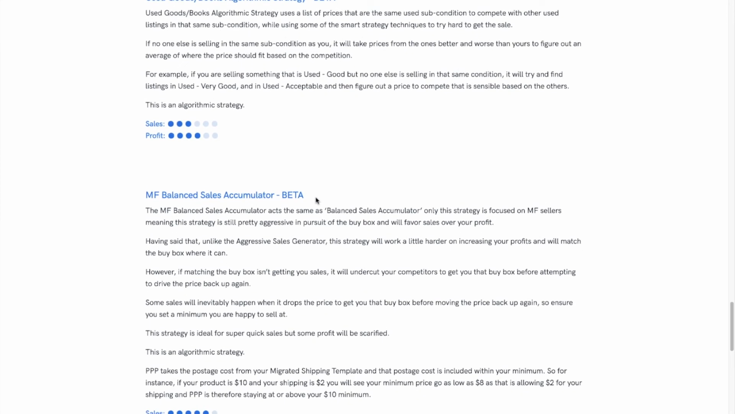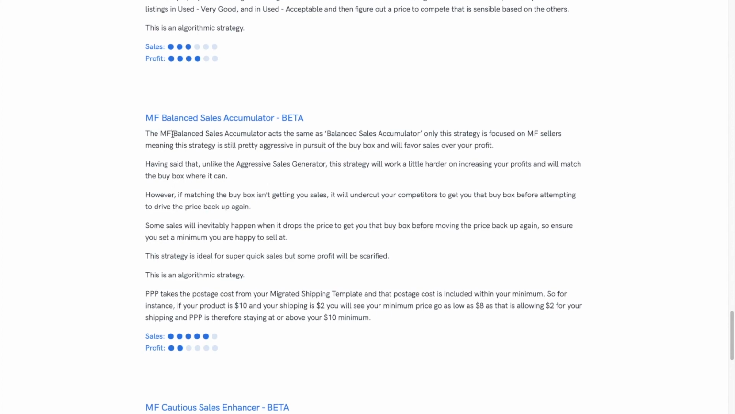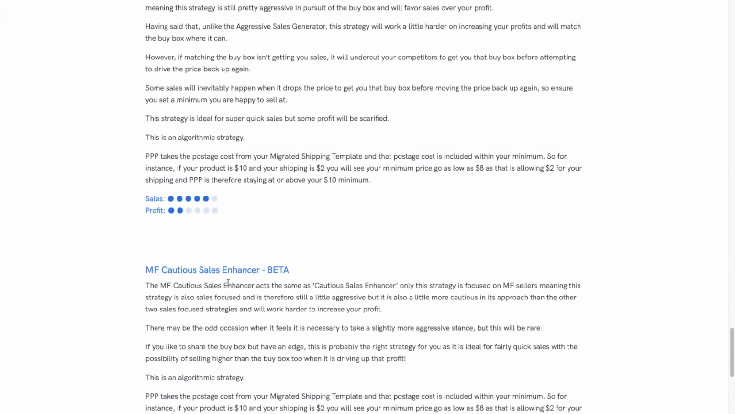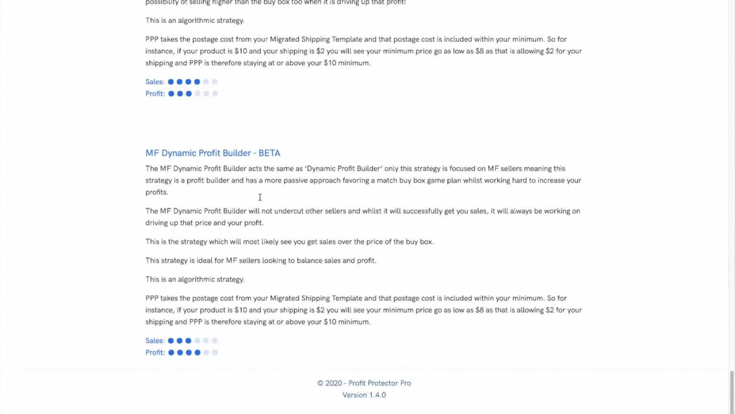And then we've got some MF specific strategies in beta as well. So you've got the balanced sales accumulator, the MF1. You've got the cautious sales enhancer and dynamic profit builder. Now they do the same as the ones that we talked about a little while ago that were for FBA sellers, but these are very much focused on MF sellers. So it's doing its thing for you in terms of making sure merchant fulfilled sellers are looked after, because most repricers focus just on FBA sellers. So we've done both, and you've got merchant fulfilled sellers looked after a lot here too.